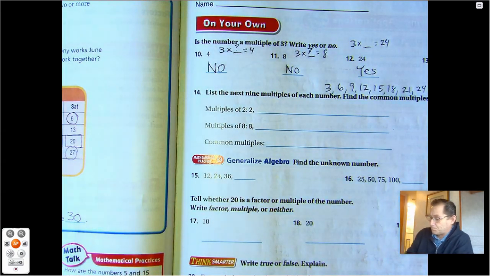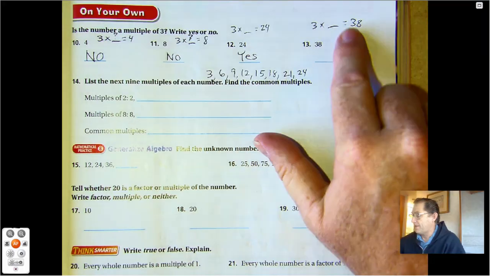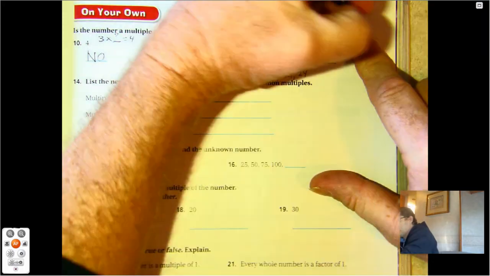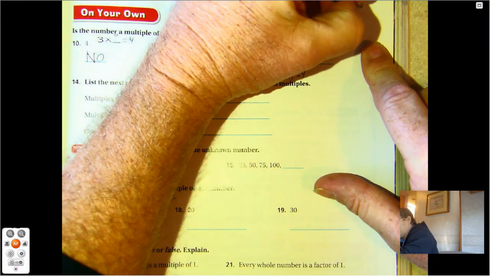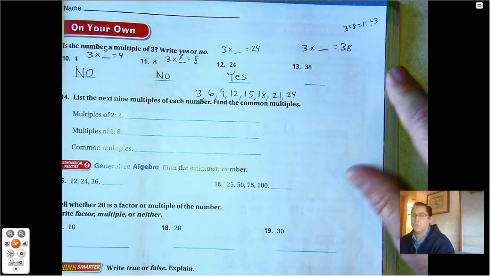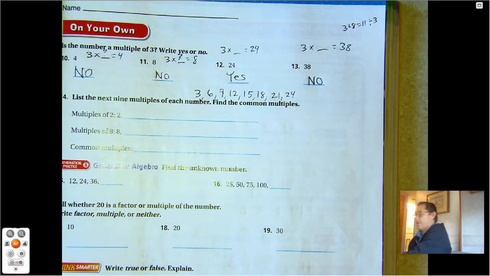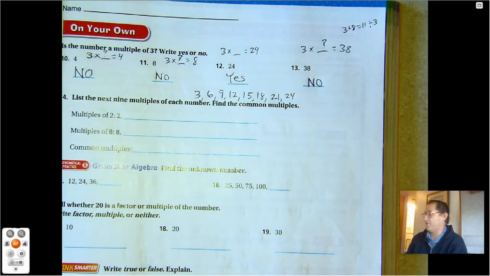38. Well, from earlier in the chapter, we learned about divisibility rules. And 3 plus 8 is 11. Is 11 divisible by 3? No. So you can't multiply 3 by something and get 38.